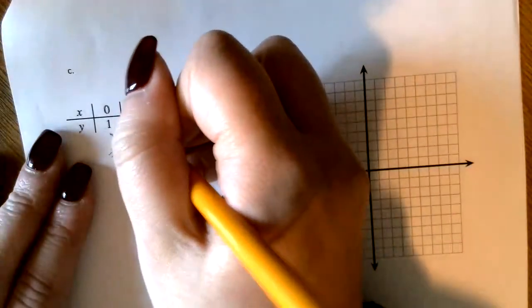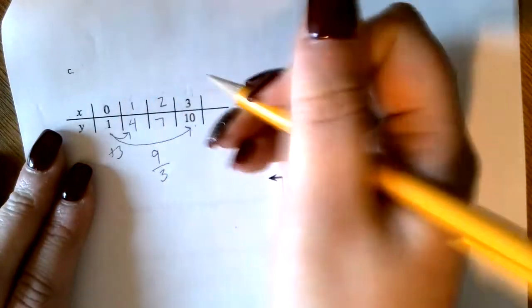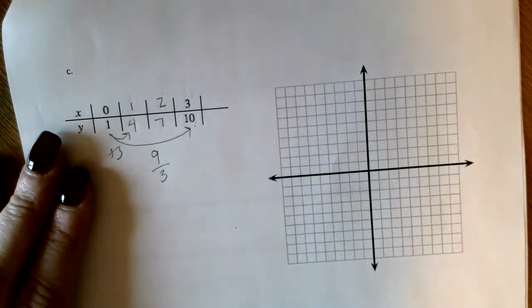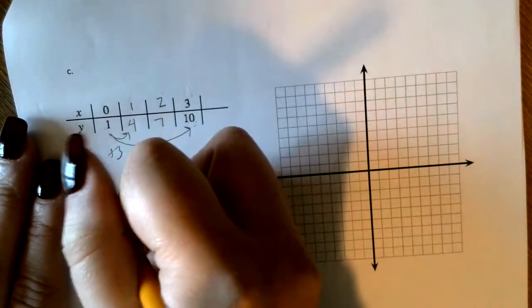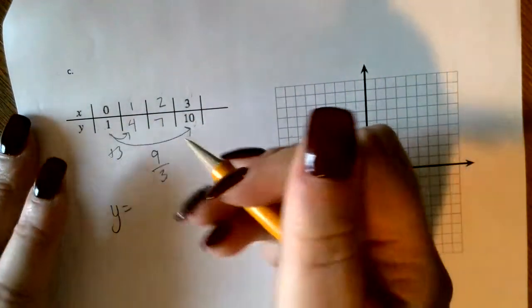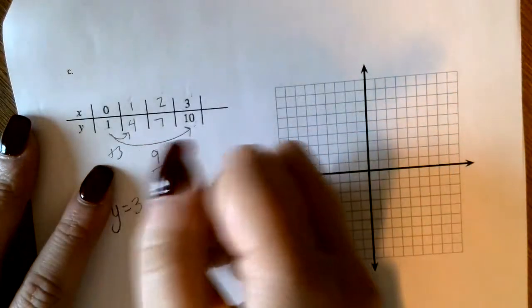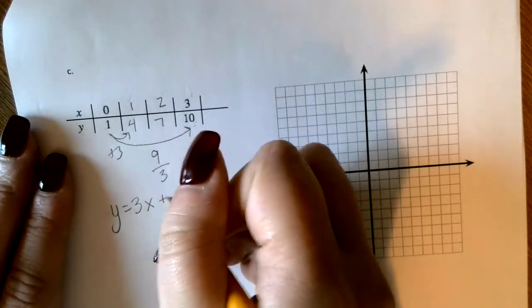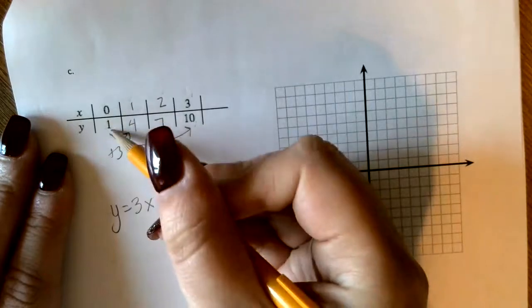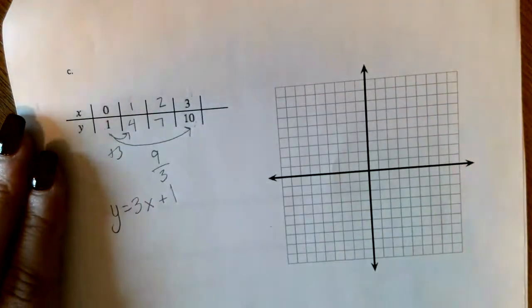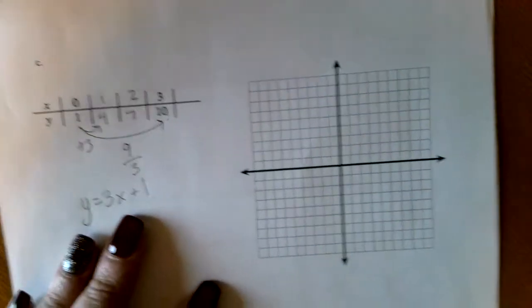So 1 plus 3 is 4. 4 plus 3 is 7. 7 plus 3 gives us 10. So our rule, y equals, what was our growth? 3. Then comes the x plus, what was my 0 number? 0 matches up with 1. So there's my rule.